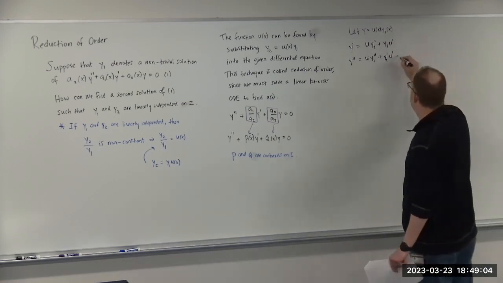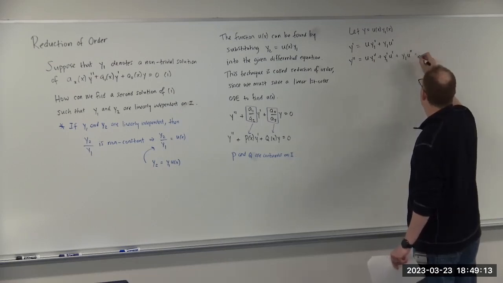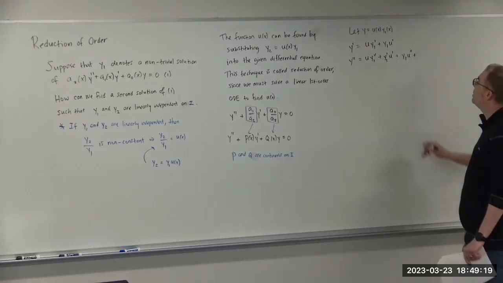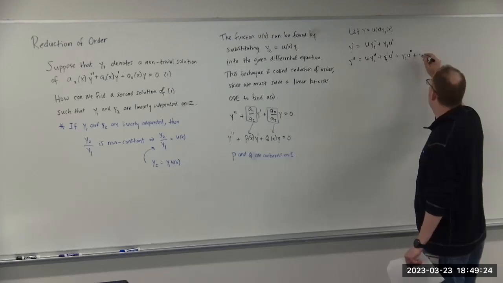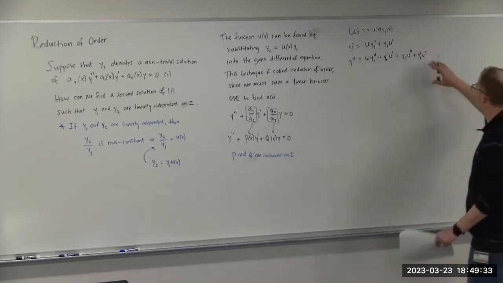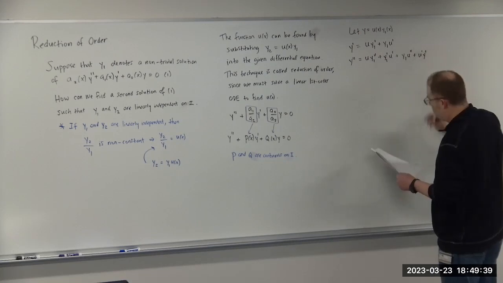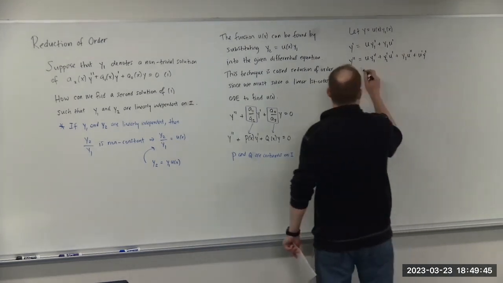So y1 times u double prime plus y1 prime times u prime. Or I can write it this way if you want, just to be consistent. Again, the order doesn't really matter here.